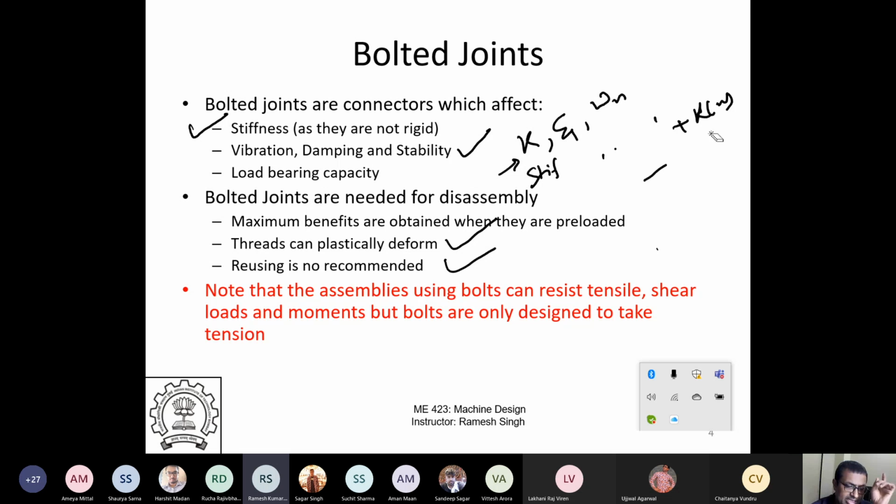And the assemblies, this is another thing which I think somebody pointed out, that it cannot take shear stress. Bolts can take tensile, shear, and some moment also. But bolts are designed only to take tension. So whatever we do, we want the bolts to always be in tension. So the individual bolt will always be in tension. It can take some bending, it can take some shear also, but ideally a bolt is designed not to take shear and moments, just tension, right?